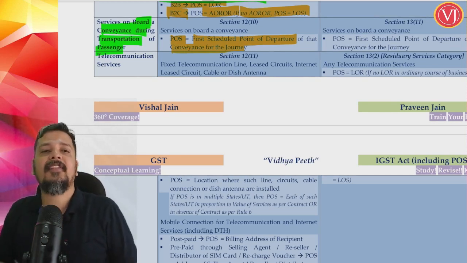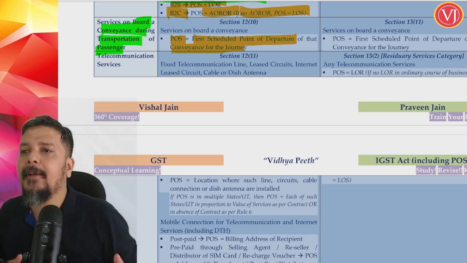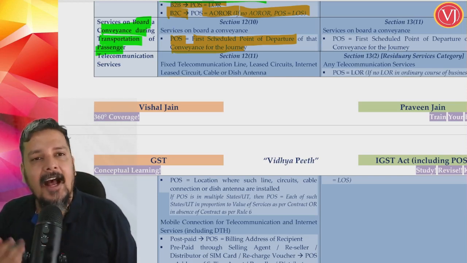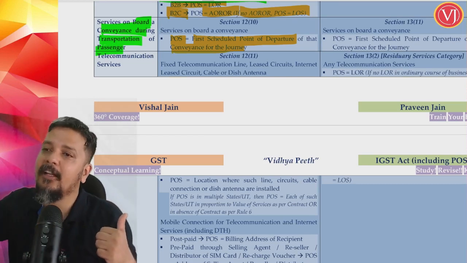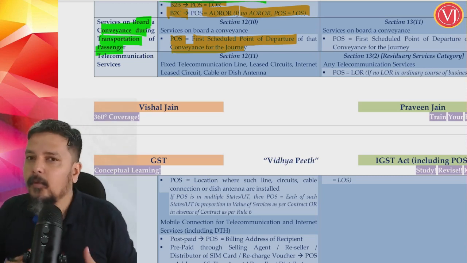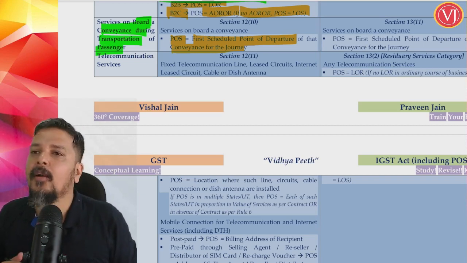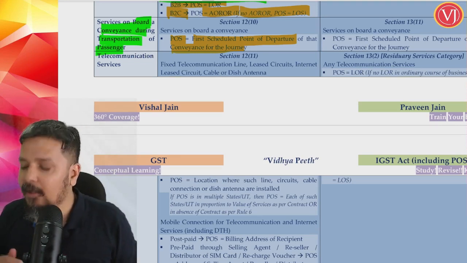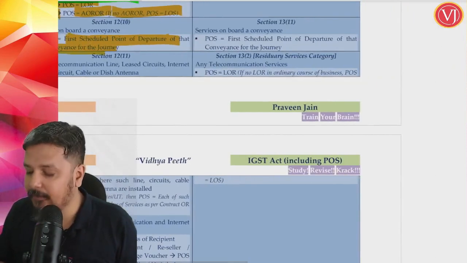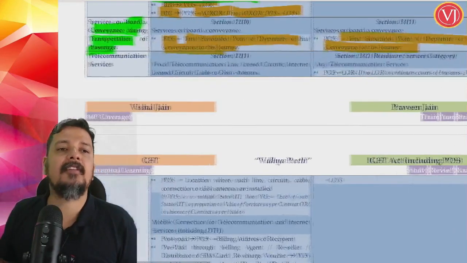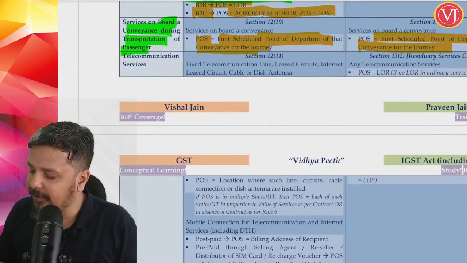Now, they cannot see which passenger entered the conveyance. All of us can be the passenger in that particular conveyance. I may have entered at the first point of that conveyance, you may have entered at the third point, someone else may have entered at the fifth point, etc. So it is not possible to find when that passenger entered the conveyance. So what is the simple thing? Go with the first scheduled point of departure of that conveyance of that journey. The same is the answer, for the first time, even in section 13. Go with what? First scheduled point of departure of that conveyance.